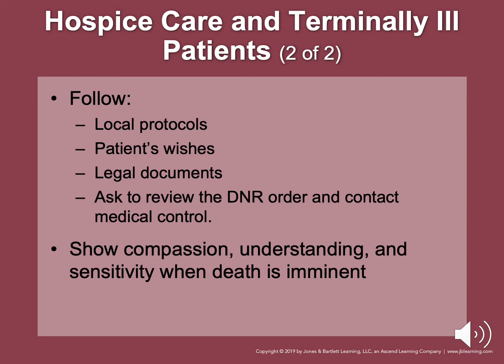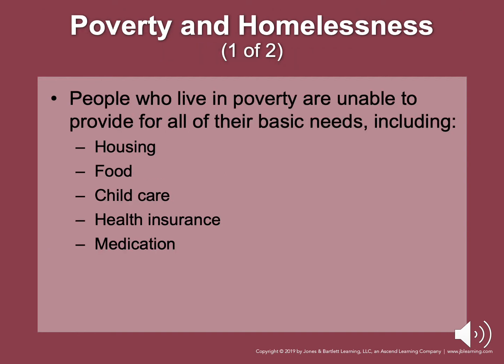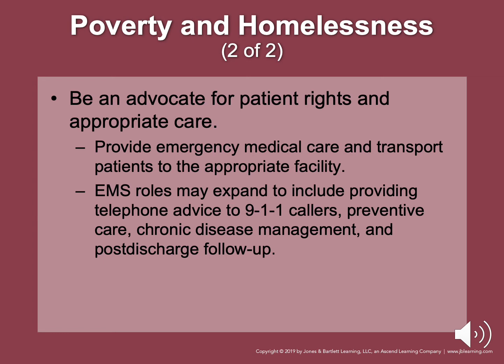including all the following. Homelessness occurs when people are unable to acquire and or maintain affordable housing. So be an advocate for the patient's rights and appropriate care, and provide emergency medical care and transport to patients to the appropriate facility. Okay, your role may expand to include telephone service advice to 911 callers, preventative care, chronic disease management, and post-discharge follow-up. That's the end of this chapter.